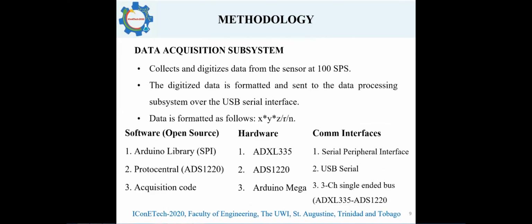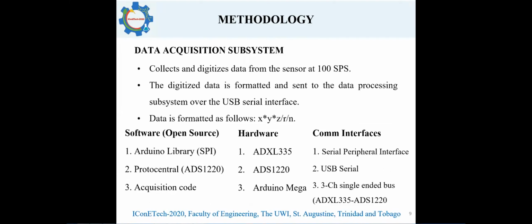With that being said, the seismic data acquisition system is broken down into 2 main subsystems, the data acquisition subsystem and the data processing subsystem. So the data acquisition subsystem is responsible for collecting and digitizing data from the sensors at 100 samples per second. The data is formatted and sent over to the data processing subsystem over the USB serial interface.